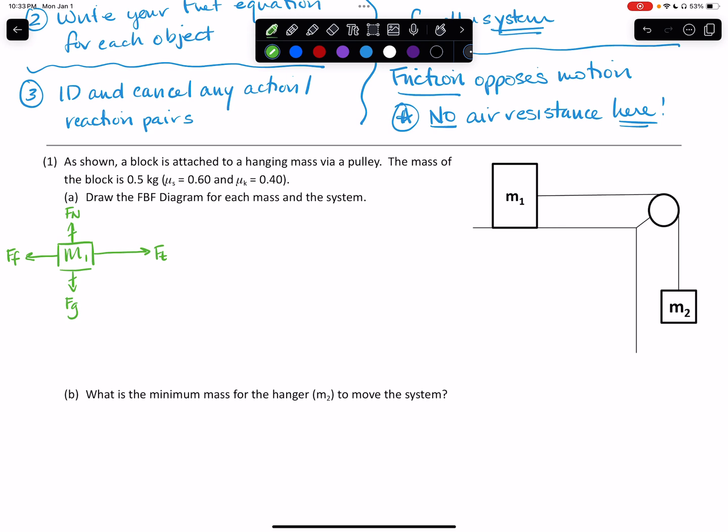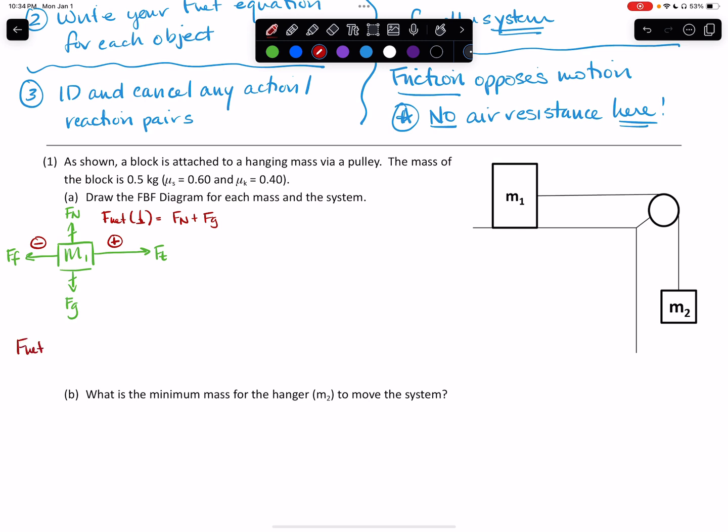Now, these are not equal and opposite, right? Because the block is going to be moving because of the hanger. So I know that that tension force has to be a little bit more than my frictional force. All right, for signs, the way we set it up, that tension force is going to be positive and that frictional force is going to be negative. All right, so the net force for our perpendicular forces is going to be the normal force plus the gravitational force, all right?